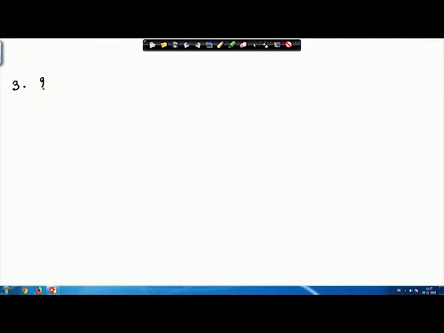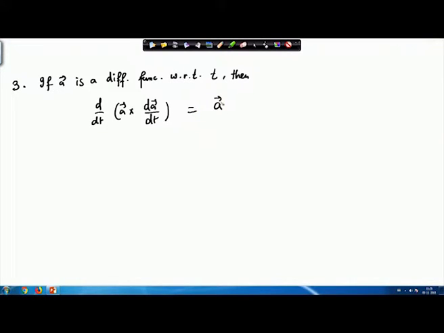We can also try to prove some more results, but I think they are all analogous and motivated from the vector algebra or some differentiation of the scalar functions. So, we will skip those, but I am going to write those properties. So, if A is a differentiable function with respect to t, then we will have d/dt of vector A cross product with dA/dt is equal to A cross product with d square A by dt square, mainly because when you take dA/dt here, then the two vectors will become parallel. So, this is obviously true.